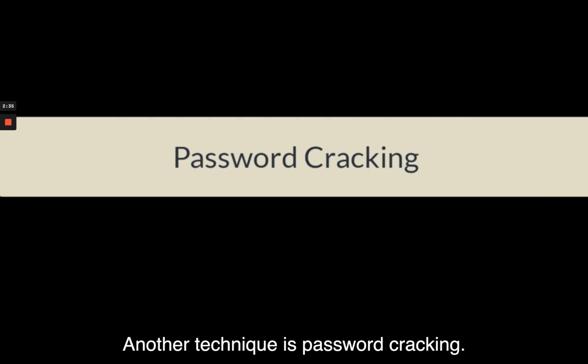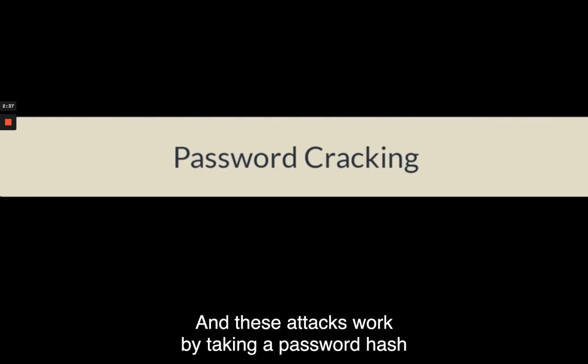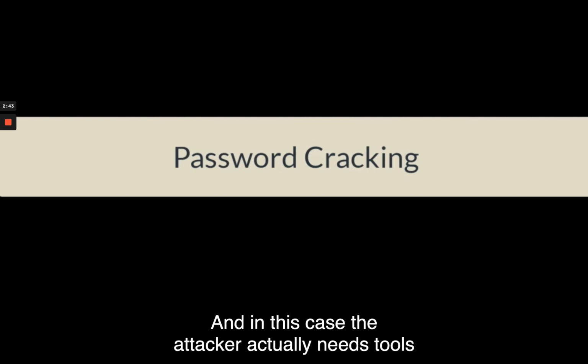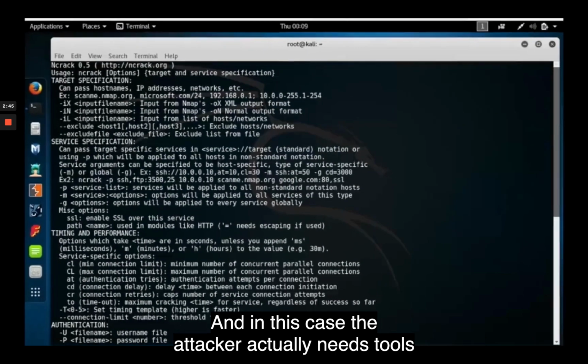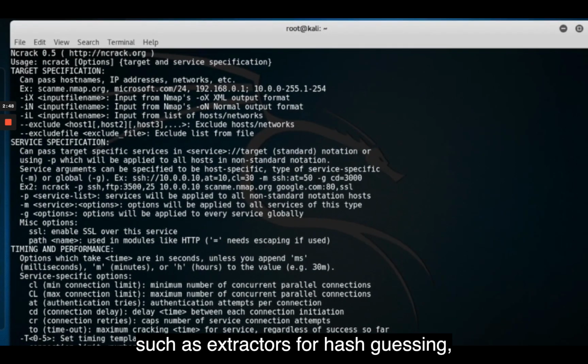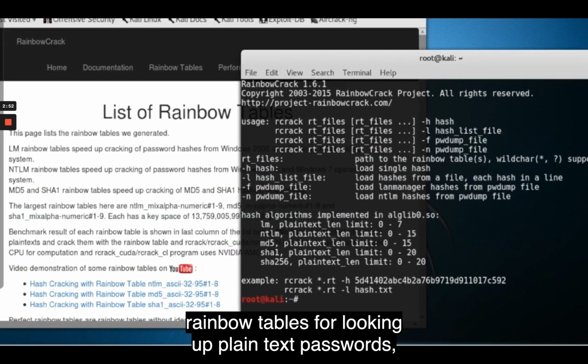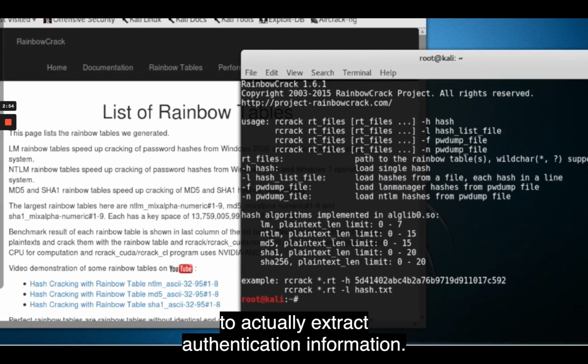Another technique is password cracking, and this attack works by taking a password hash and then converting it to the original plain text. And in this case, the attacker needs tools such as extractors for hash guessing, rainbow tables for looking up plain text passwords, and password sniffers to extract authentication information.